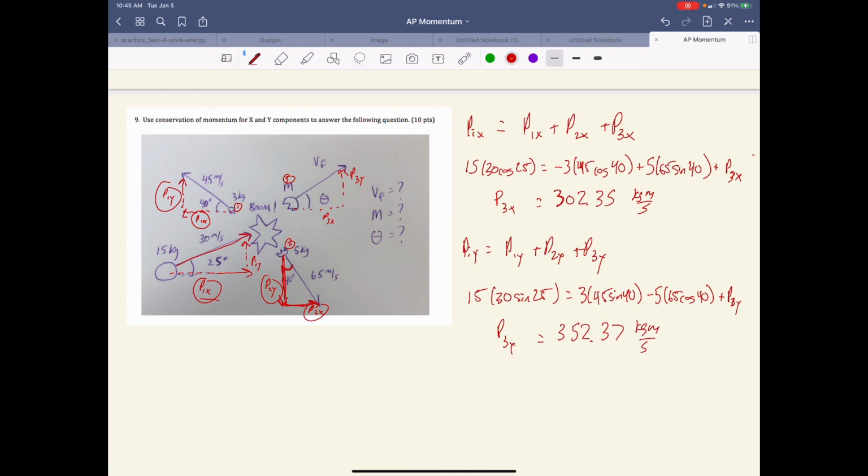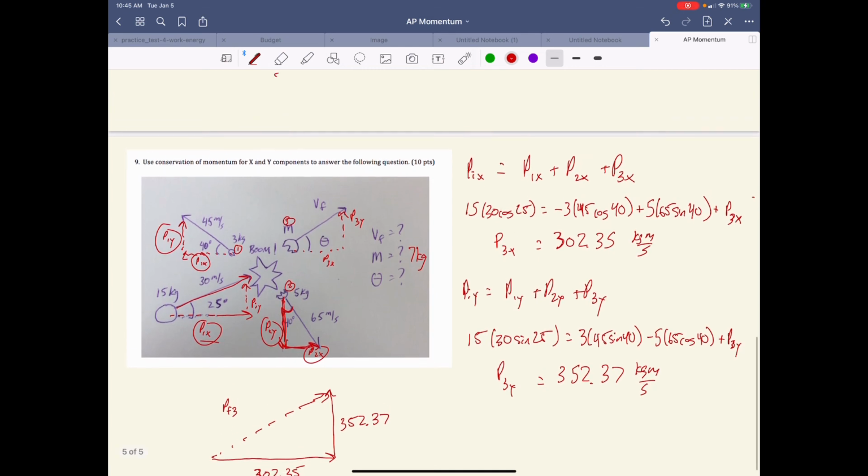Oh, by the way, this takes care of our mass. The mass must have been 7 kilograms. So this final object has an x momentum of a positive 302.35, and a y momentum of a positive 352.37, which means that the actual final momentum of this third object is going to be the resultant, or if you think of it, Pythagorean theorem, it's just going to be the resultant of those two components.